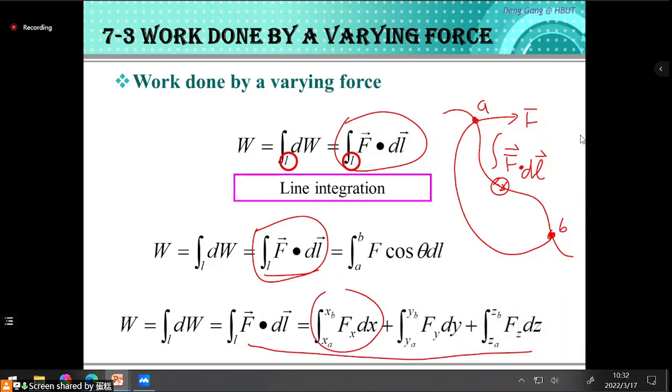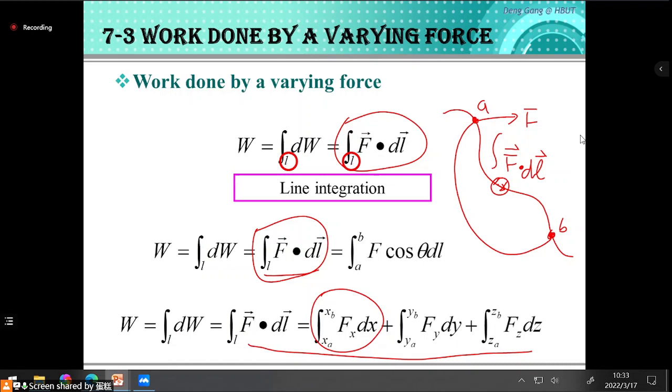For each component, that's a simple integration, just like a one-dimensional problem. So this is just like Fx dx integration from xa to xb, and here Fy dy means the work done by the y component, and here Fz dz integration means the work done by the z component. So together it is the total work. So that's how we calculate this line integration in a three-dimensional space.